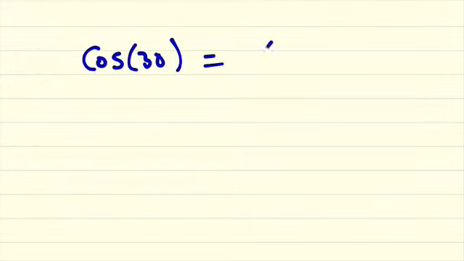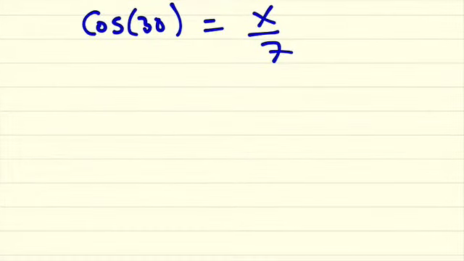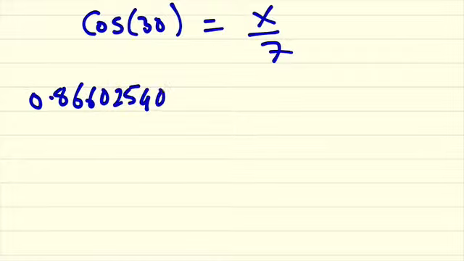I think it was cosine. Could you call out that one to me? Cosine of 30, wasn't it? Cosine of 30 equals what? X all over 7, yeah? So you work that out, Dylan, and do the decimal. 0.866. Oh, I'll save you calling it out: 0.860254038 equals X all over 7.